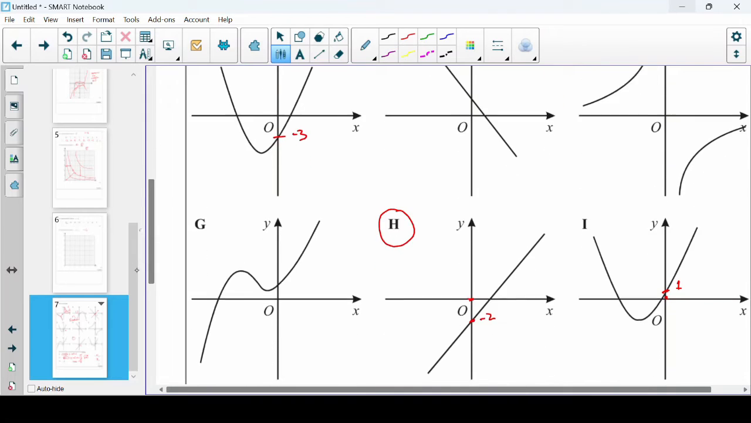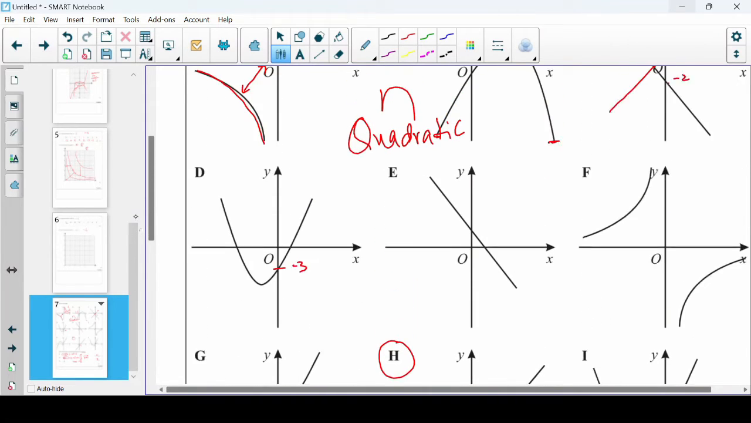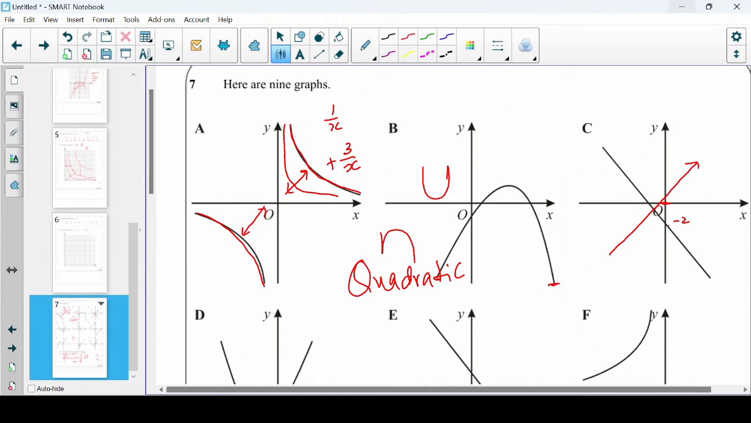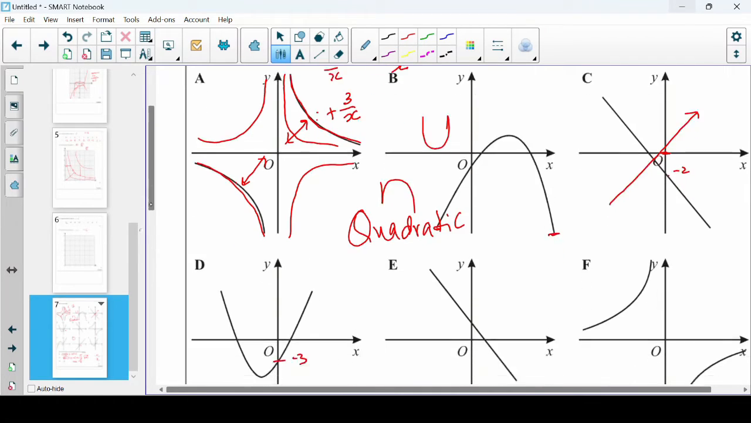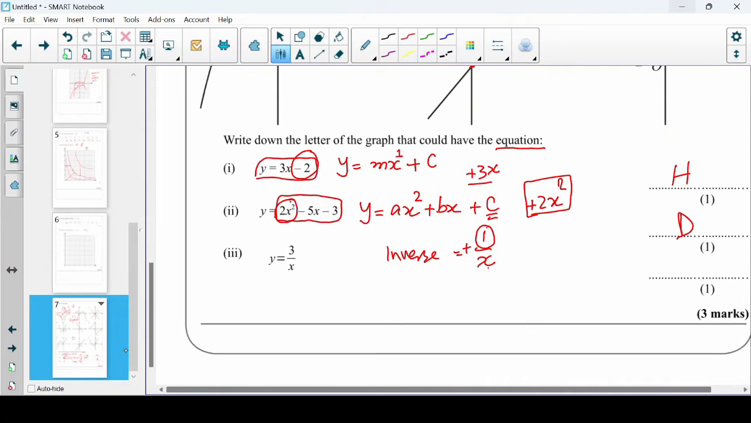There are no more graphs of this type. But if it was negative 3 over x, the graph would have been like this here. The negative ones would be in this zone, and the positive ones should be in this zone. So the answer for the next question is A.